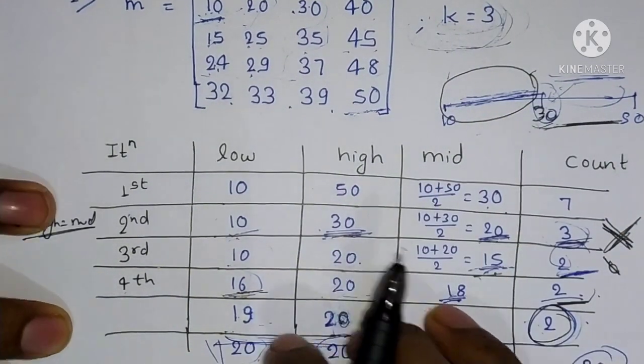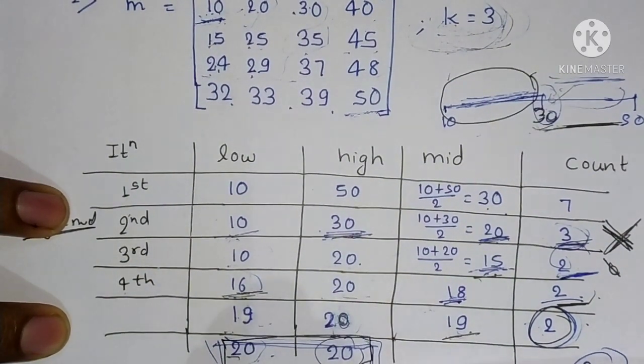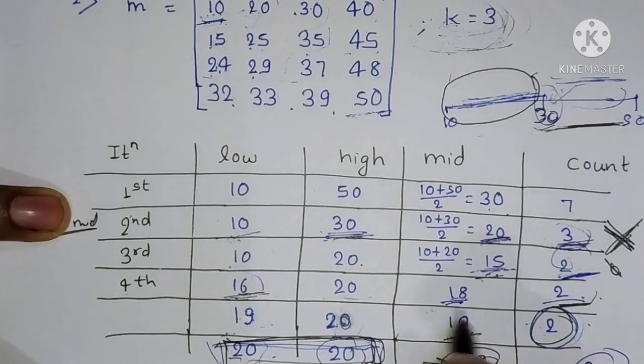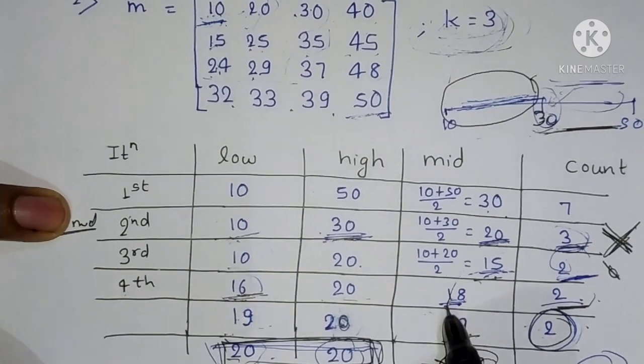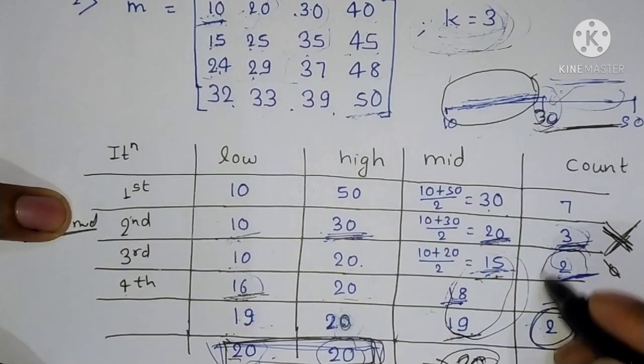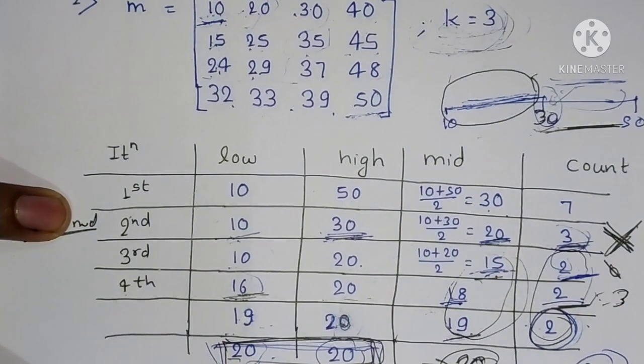So what will we do? We will increment the low again, and this time when we increment it, low equals high, and this will be our stopping criteria. The answer will be 20, because any value less than 20 was not able to satisfy the count to be 3. So the answer is 20. I hope you get it.